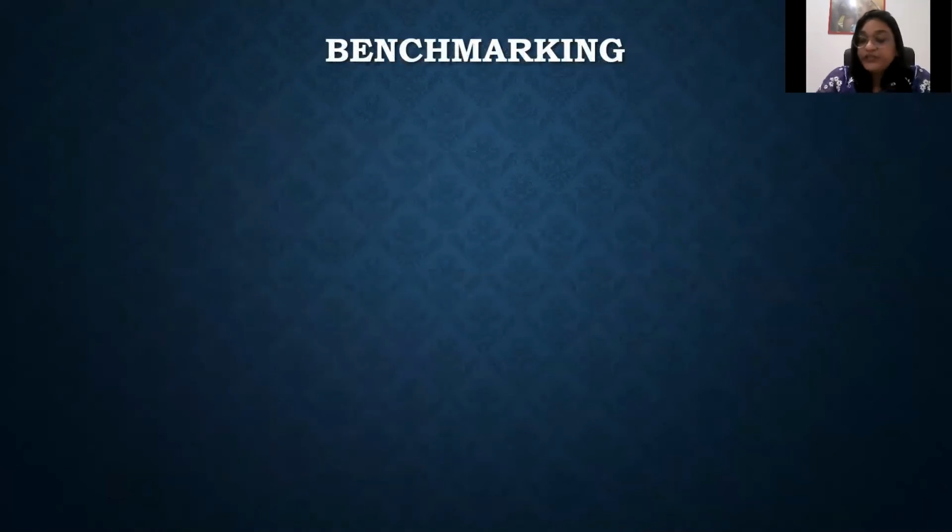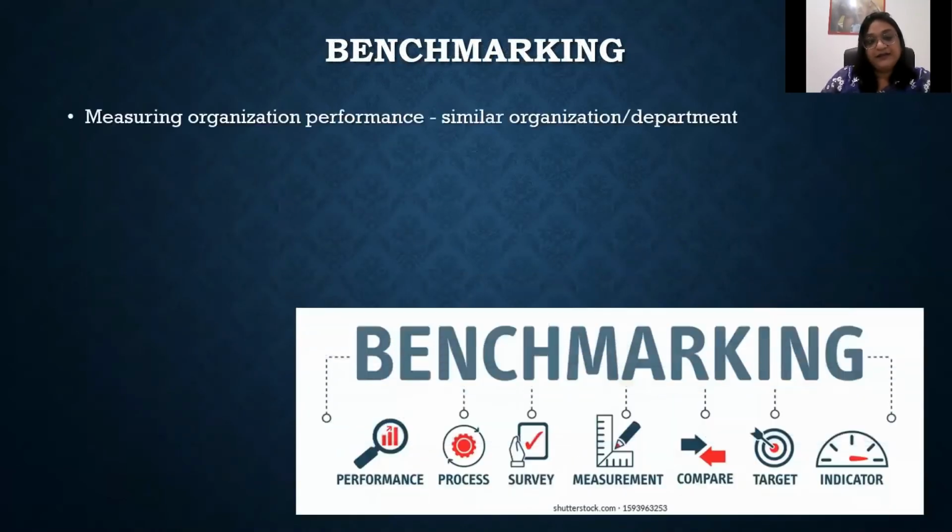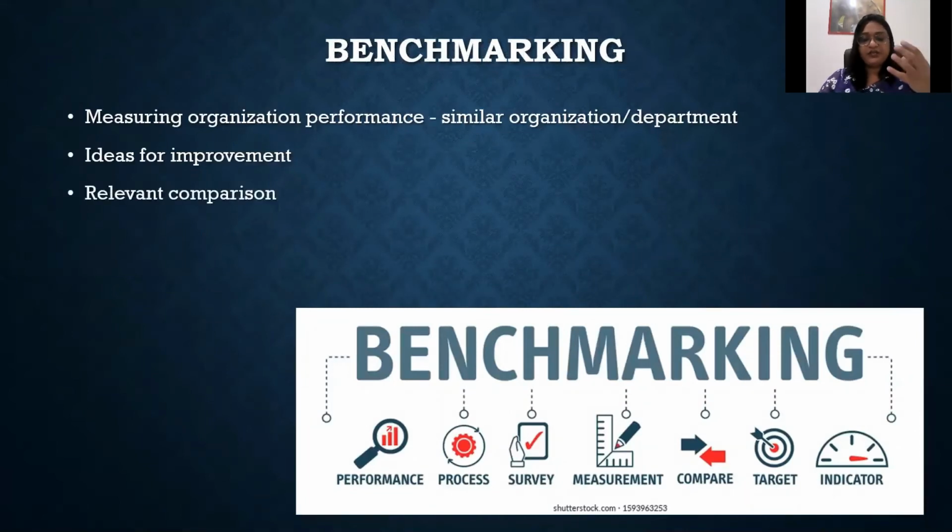The next, an objective method, is benchmarking. Benchmarking is when you compare your organization, your department, or your area of function with a similar or the same type of competitor, other organization, or other departments. It could be done to measure the performance. It could be done to measure the processes, like what process you are following and what the similar organizations are following.